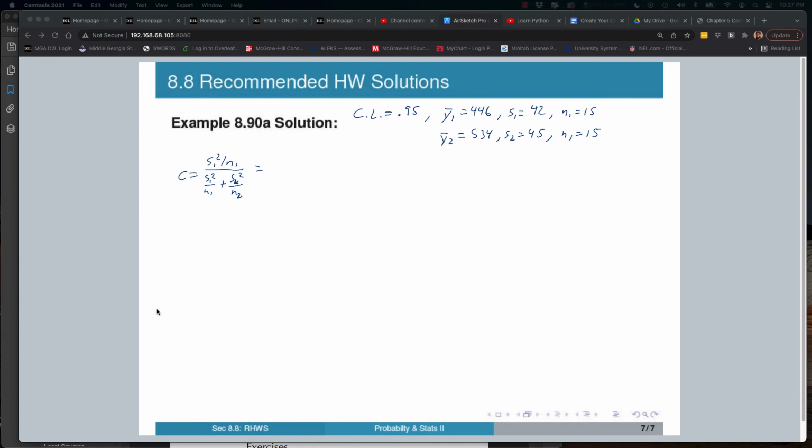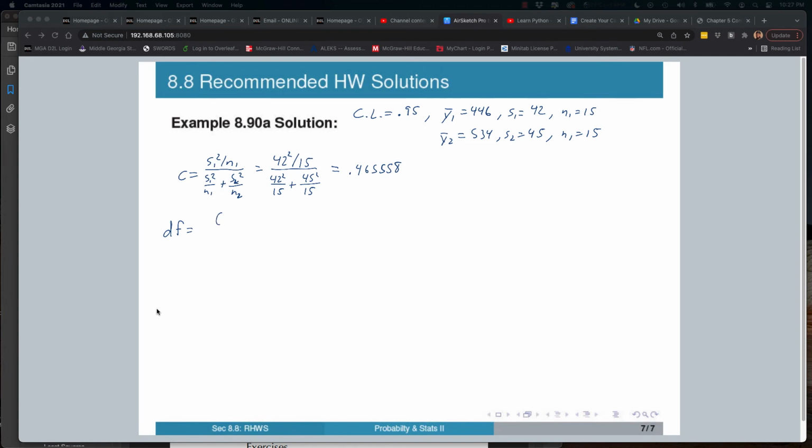And here that's going to be, let's see, 42 squared divided by 15 all over 42 squared over 15 plus 45 squared over 15, which ends up getting us a value of like 0.465558. Alright, so not too bad. But the degrees of freedom formula, we got to use that value in there.